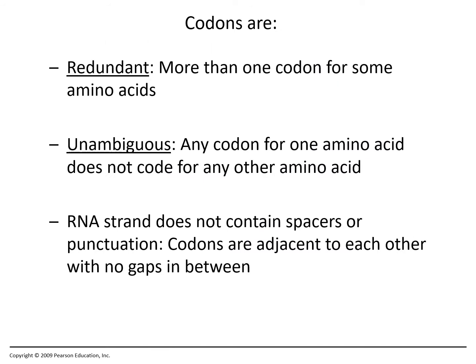Okay, so as we say, codons are redundant. And remember, a three-letter code of the mRNA is called a codon, and each one codes for a particular amino acid. It's redundant, more than one codon for some amino acids, but it's unambiguous. Any codon for any amino acid only codes for that amino acid and not for another amino acid.